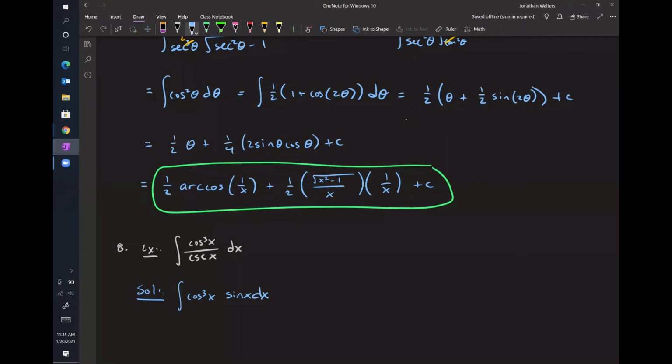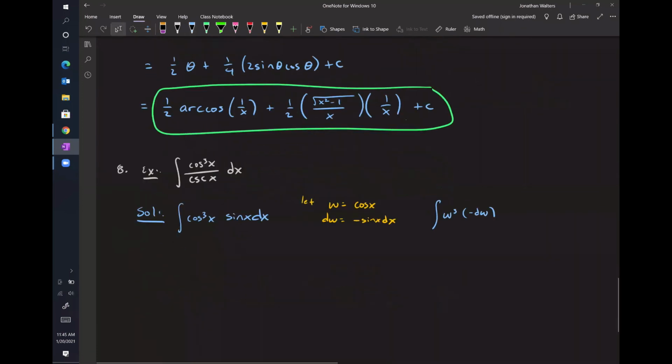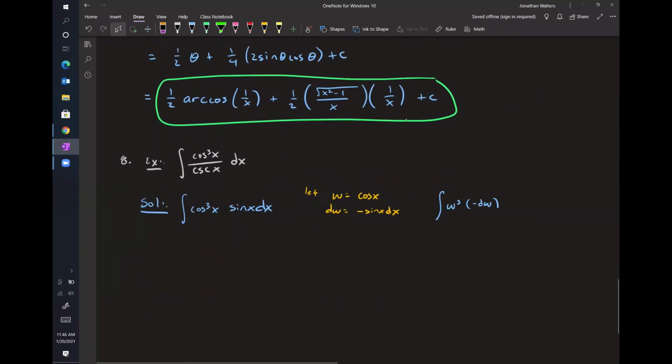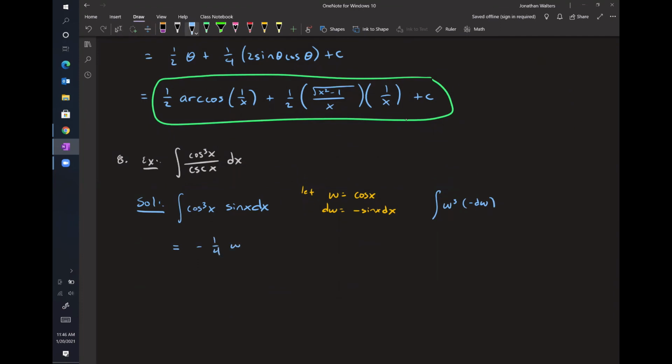So that was the only thing we had to do. Now what can we do? Actually, I'm just going to go ahead and let w equal cosine x, and then dw be negative sine x dx. So this is going to be the integral of w cubed negative dw. So that'll be negative 1 over 4, w to the 4th power plus c, which is going to be negative 1 over 4 cosine to the 4th power x plus c.